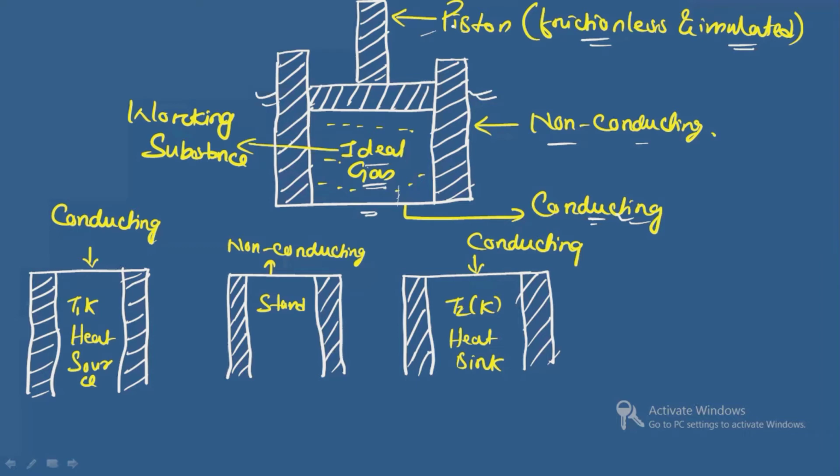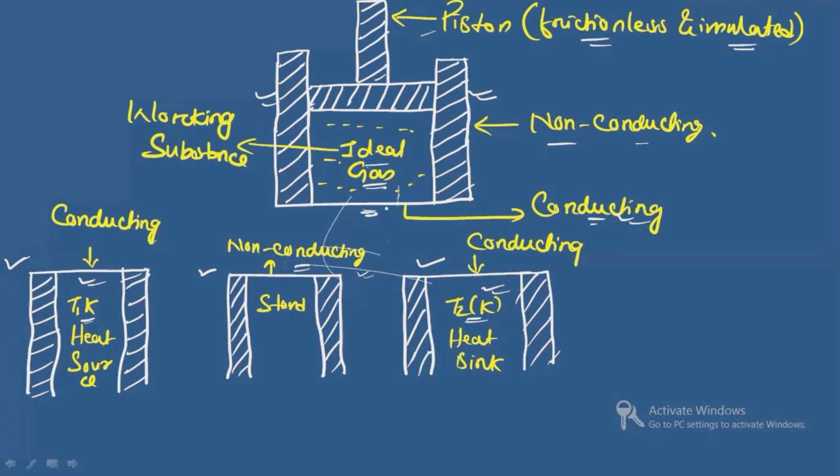Now you see it has three elements: the heat source, the stand, and the heat sink. The heat source is at temperature T1 Kelvin, and the heat sink is at temperature T2 Kelvin. Remember that the source temperature is greater than the sink temperature, and the base of the source is conducting and the base of the sink is also conducting. But the base of the stand is non-conducting. Now we will see why it is non-conducting: because when there is adiabatic compression or expansion, there should be no change in heat. So at that time this particular working substance is placed on the stand.